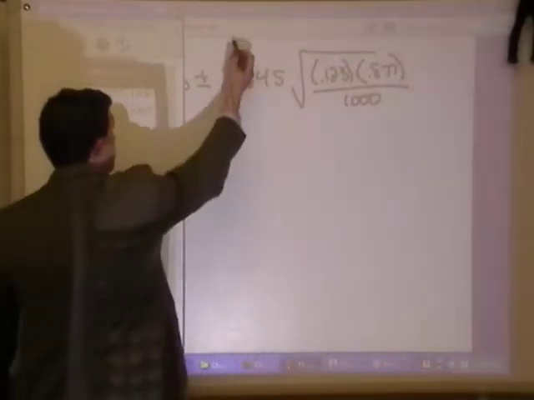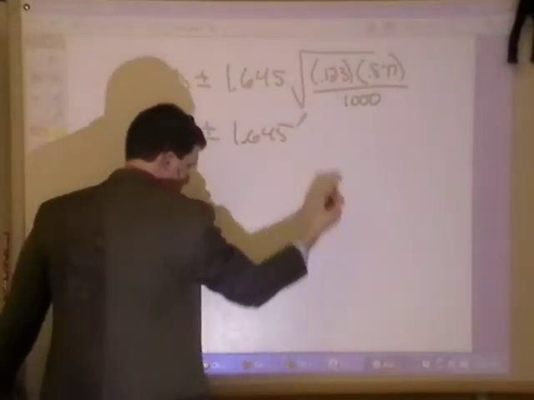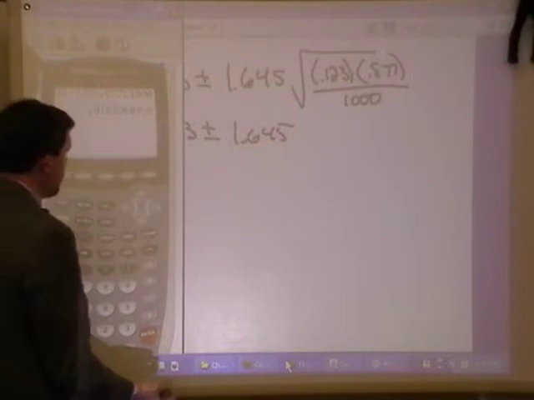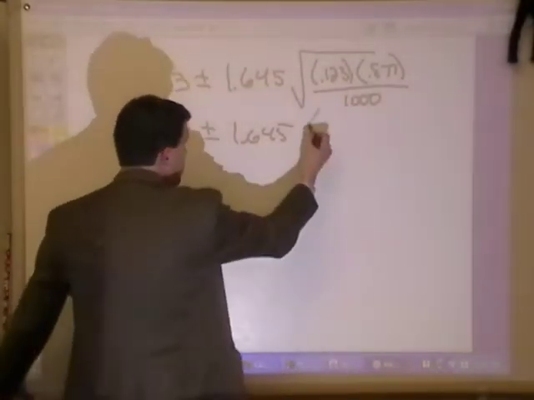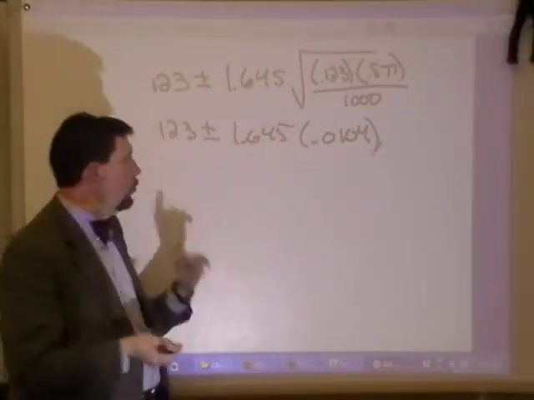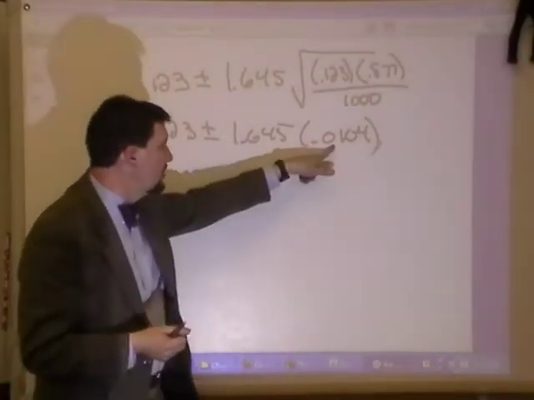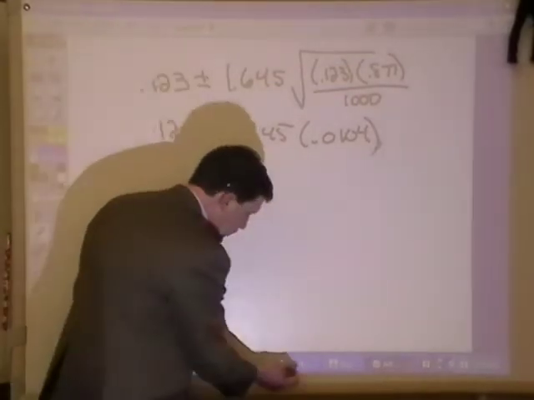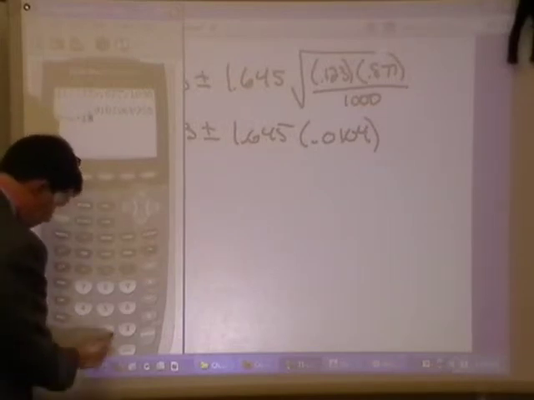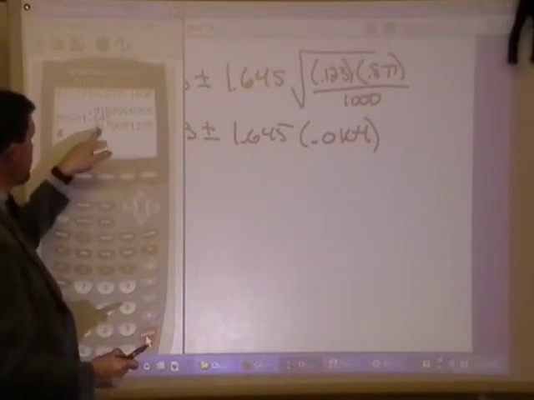All right. So what I have here now is I've got 0.123 plus or minus 1.645 times 0.0104. Okay, now that's my rounding when I'm writing. So you round when you write, you don't round when you calculate. Because now when I calculate, I'm not going to use this times this, I'm going to use what the calculator had. So all I'm going to do is take that times 1.645, and that's going to give me my margin of error. My margin of error is 0.017.